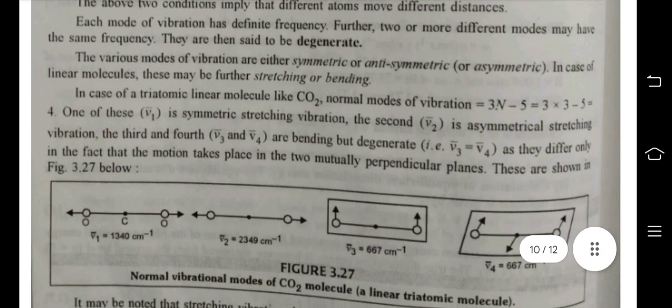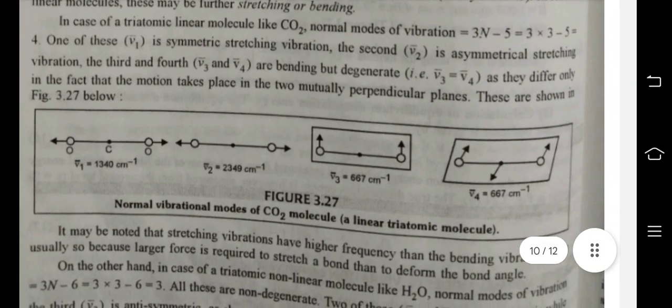Each mode of vibration has a definite frequency. Further, two or more different modes may have the same frequency. They are then said to be degenerate. The various modes of vibration are either symmetric or antisymmetric. In case of linear molecules, these may be further stretching or bending.